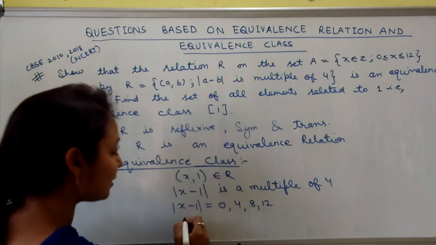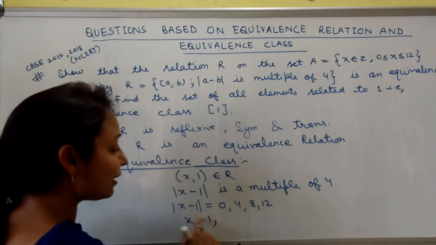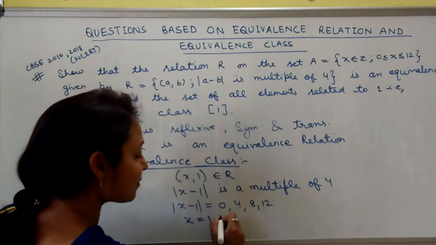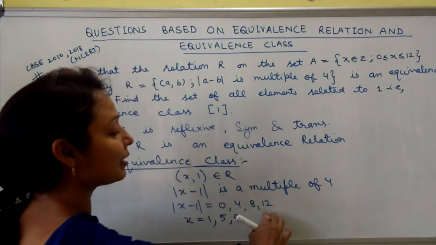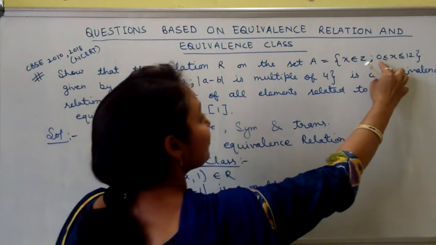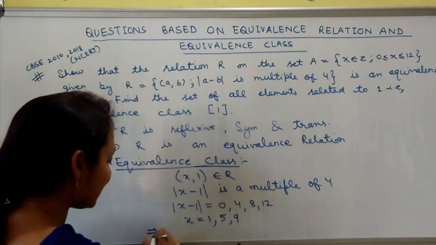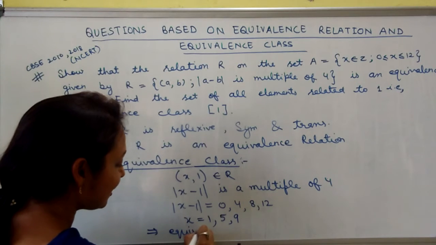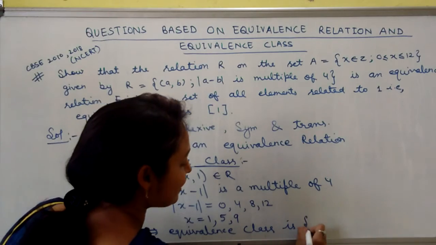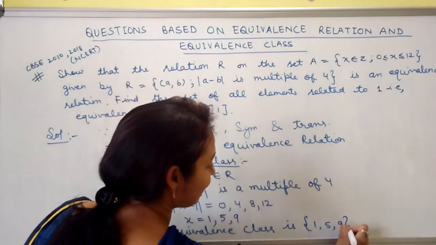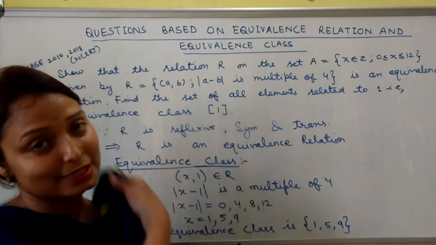So how can we find out? When x minus 1 equals 0, x equals 1. When it equals 4, x equals 5. When it equals 8, x comes to 9. But 13 should not be there because we have a limit of the interval 0 to 12. That means the equivalence class is 1, 5, 9. So this is the way to find the equivalence class and equivalence relation.